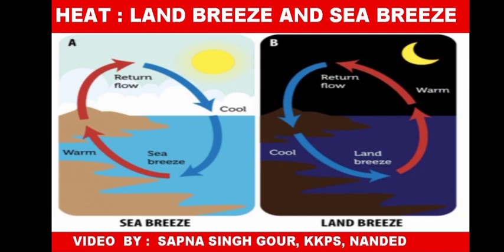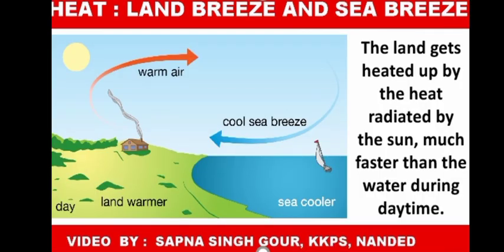Today in this session, we are going to discuss the blowing of sea breeze and land breeze. Gentle wind is called breeze. The people living in coastal areas, that is seaside areas, experience interesting phenomena called sea breeze and land breeze, which are based on the transfer of heat in air by convection currents. Now, what is the reason behind it?